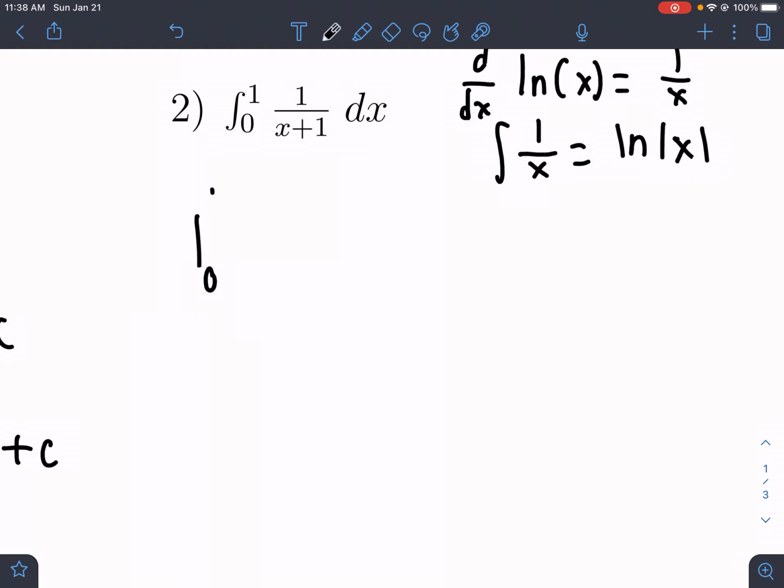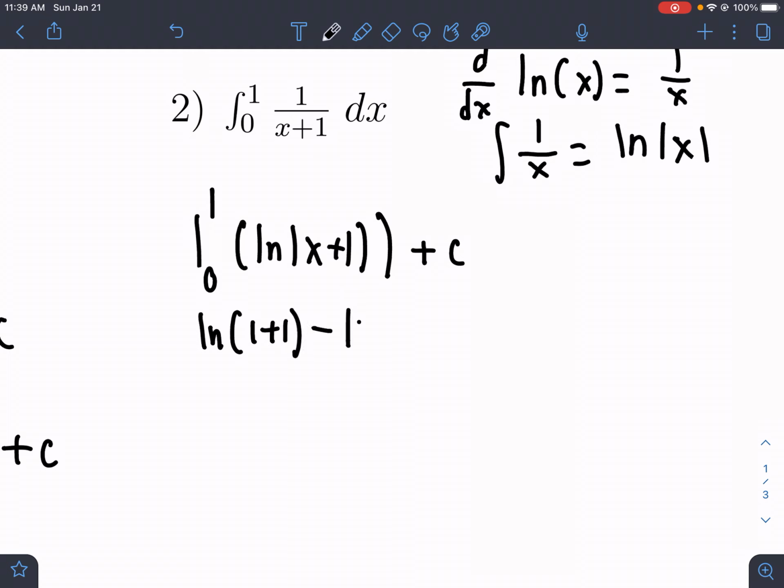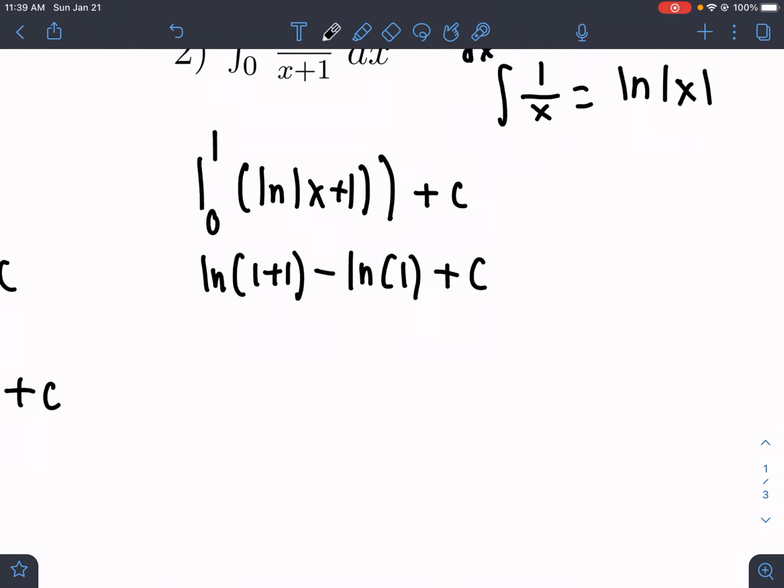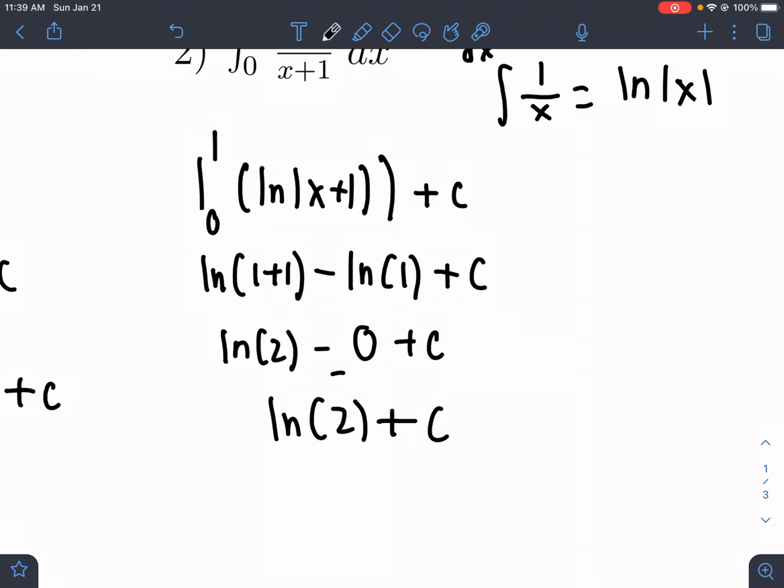We're going to get the range from 0 to 1 of ln of x plus 1, plus c. Now if we evaluate this, we get ln of 1 plus 1 minus ln of 1 plus c. In this case, ln of 1 is 0 because e to the 0 is 1. And ln of 2 is a number that we can just leave in this form. So our answer is going to be ln of 2 plus c. And that is question 2.